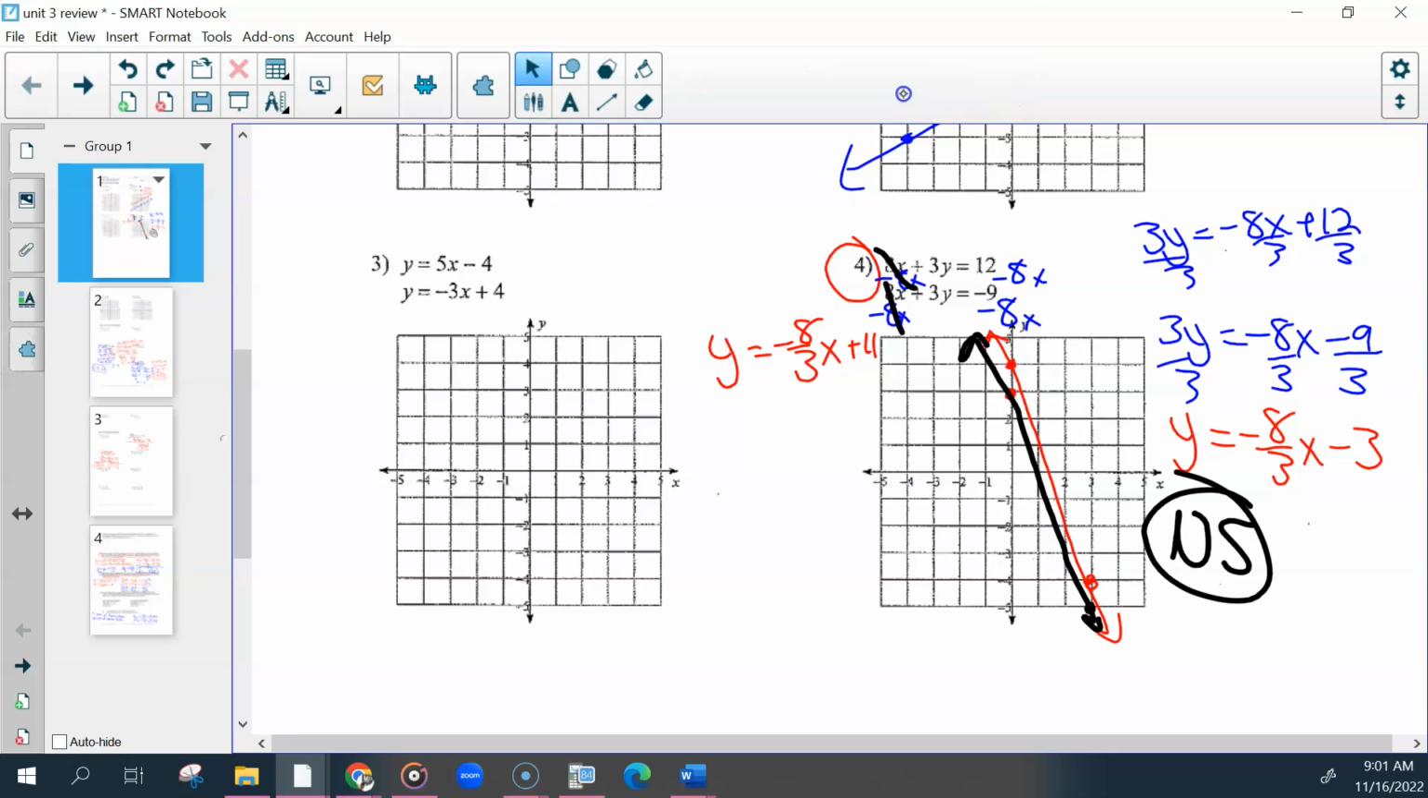Everyone go ahead and put your phone in a calculator pocket. Grab a calculator.